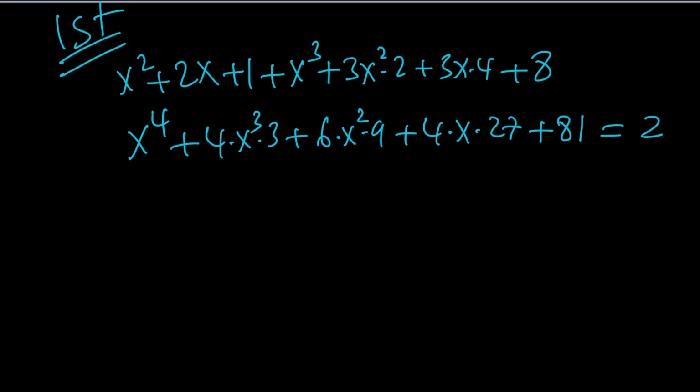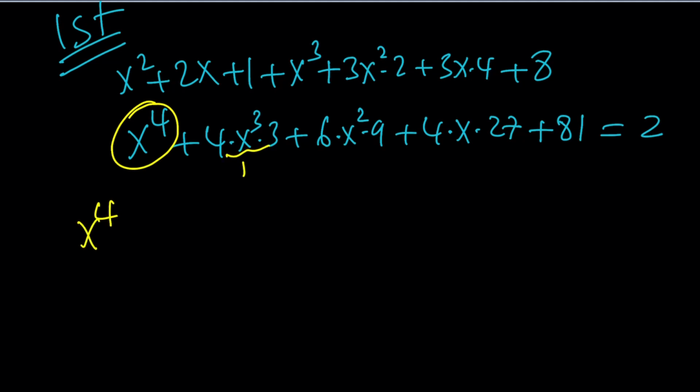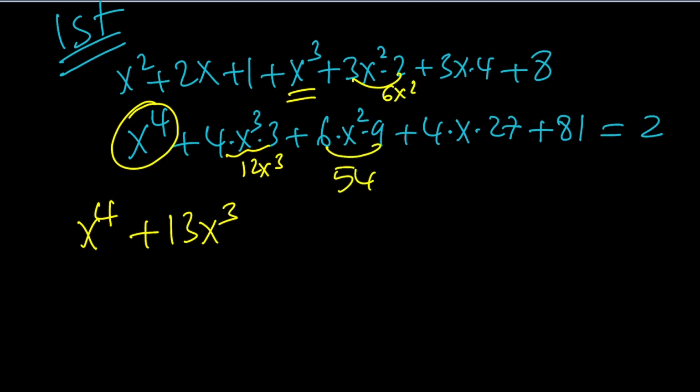Now, let's combine like terms and simplify this expression. We're going to be getting x^4 as the highest power, so let's start with that. And let's combine the x^3 terms. This is 12x^3. This is 1x^3. That's going to give me 13x^3. And then we do have quite a few x^2 terms. We have 6x^2, we have 54x^2, and we have 1x^2. That's going to give me 61x^2.